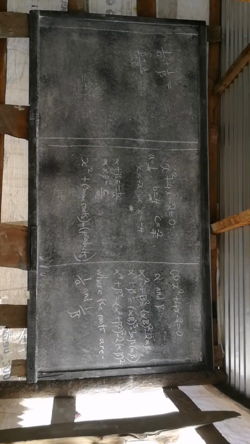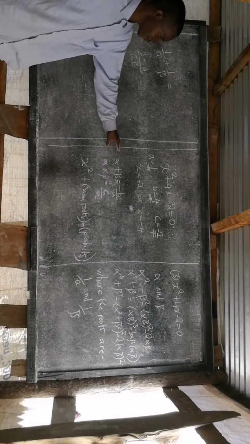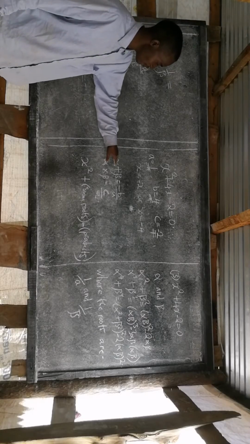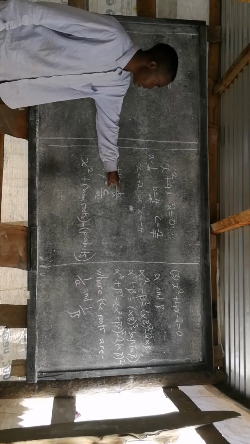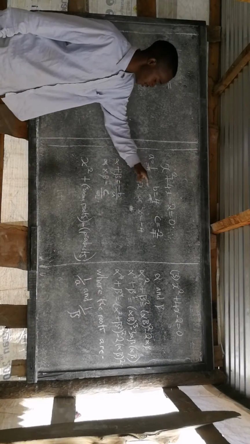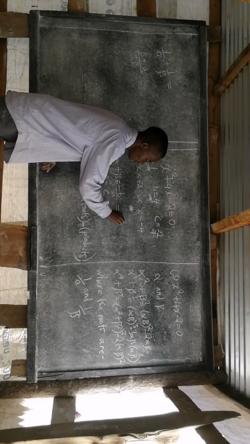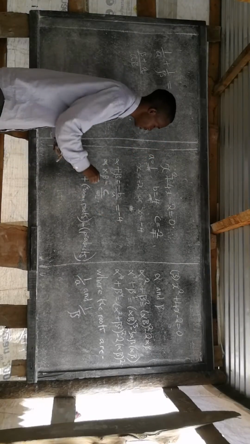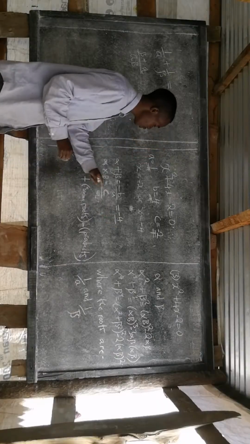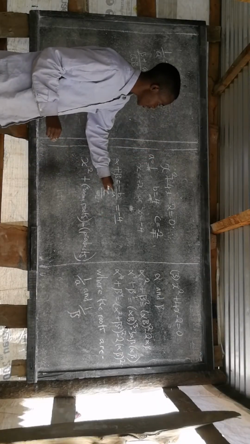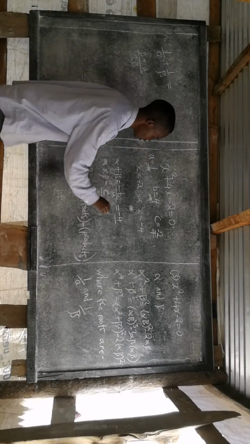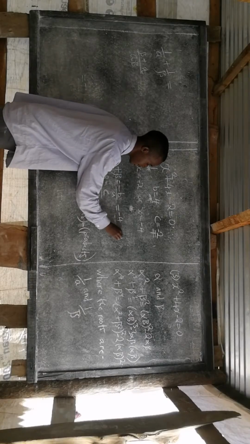Now we just need to replace alpha plus beta with negative b. You know our b is 4. So let's replace: negative 4 over a. What is our a? Our a is 1. So the answer here is negative 4.